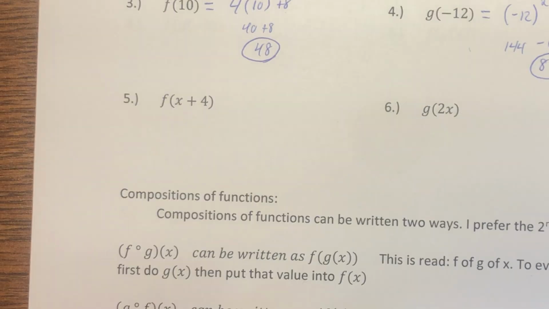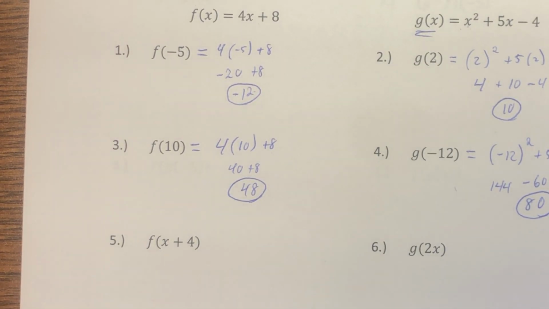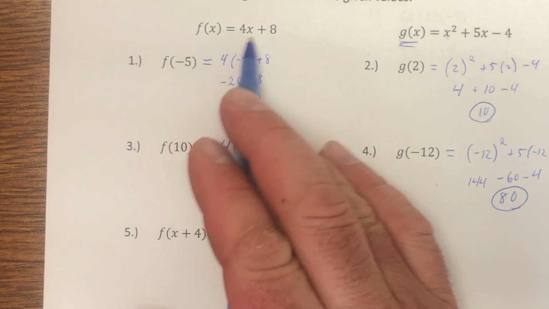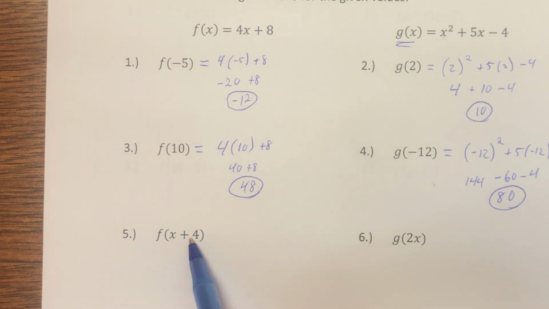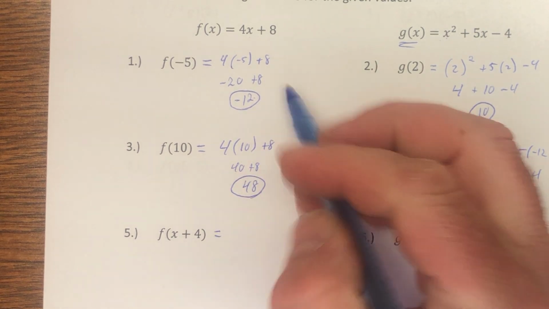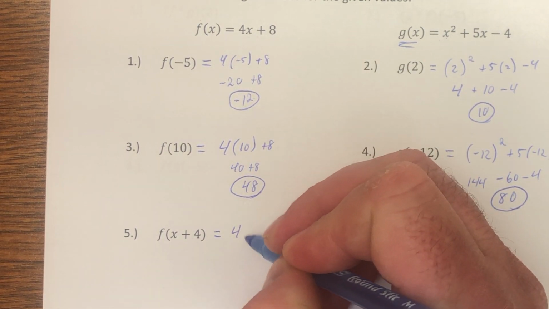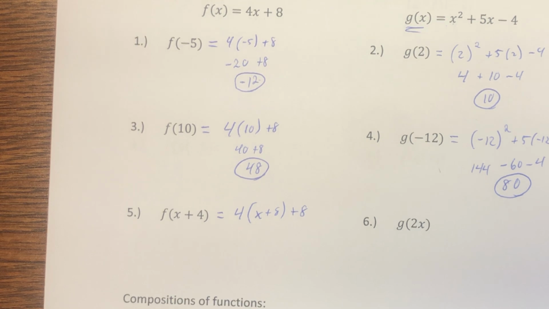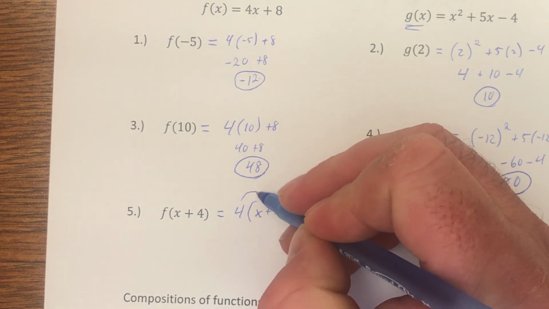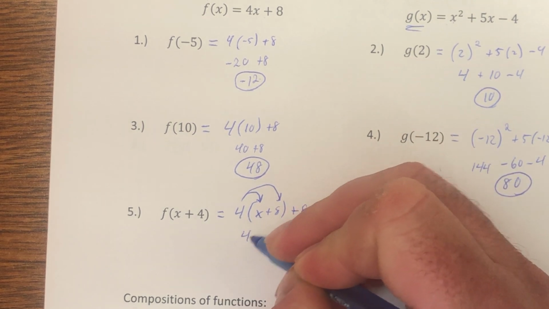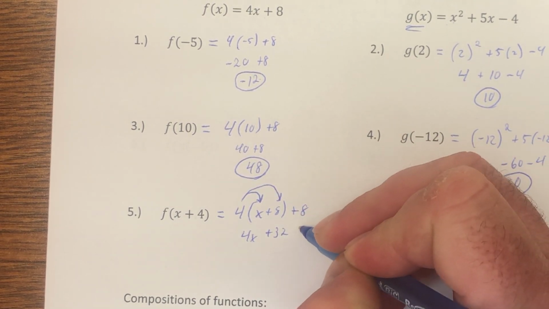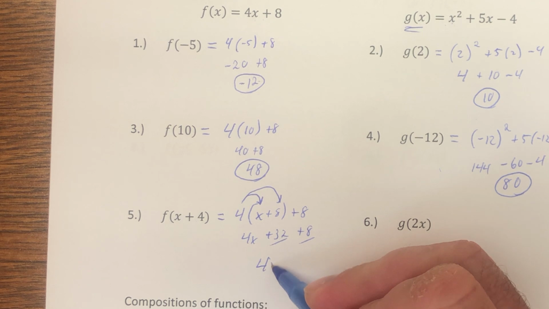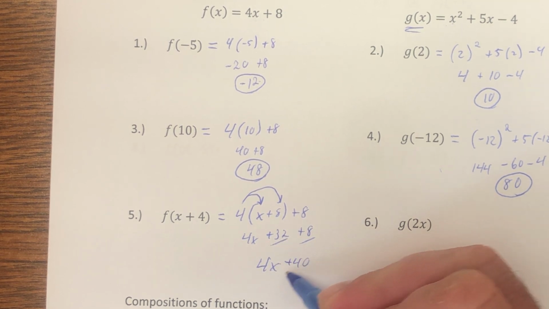Okay, now these next ones are a little bit more difficult. I don't have a number value here. I have an expression, in this case x plus 4. So here when I go up to f of x, wherever I see an x, I replace it with x plus 4. So here I had 4x plus 8, so now it's going to be 4 parentheses x plus 4, and then plus 8. And now I just need to simplify this algebraically. Get rid of my parentheses by distributing the 4. That gives me 4x plus 16, and I still have that plus 8 at the end. Now I can combine my 16 and my 8, so my final expression is going to be 4x plus 24.